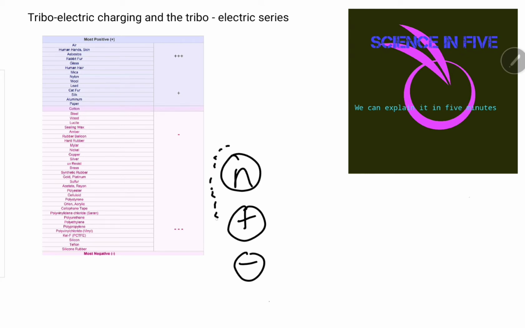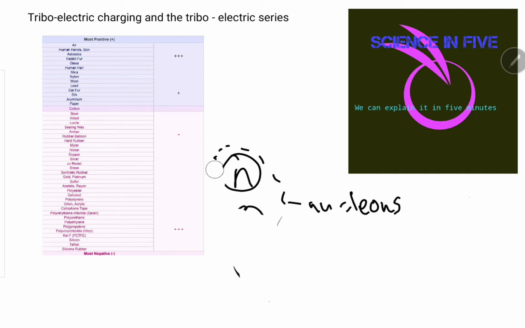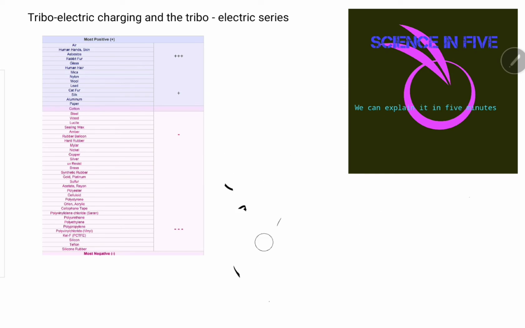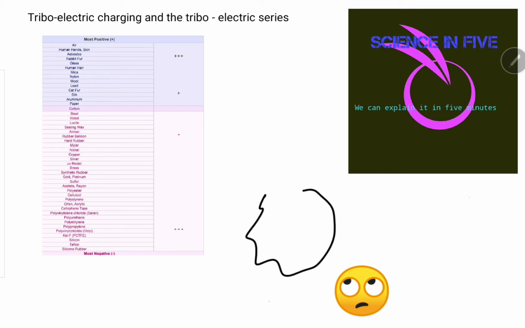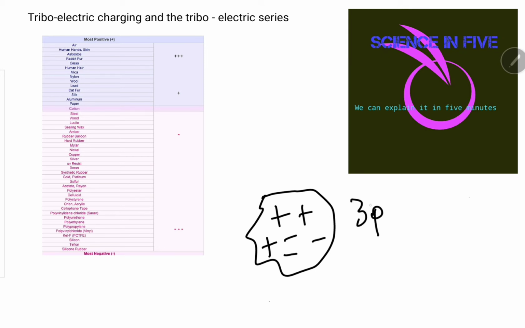The protons and the neutrons reside in the nucleus, and we can call them the nucleons, and the electrons orbit around the nucleus. Fine. What then is a neutral object? A neutral object has an equal number of positive and negative charges, protons and electrons. So there you can see in this example 3 protons, 3 electrons, neutral object, 0 charge.